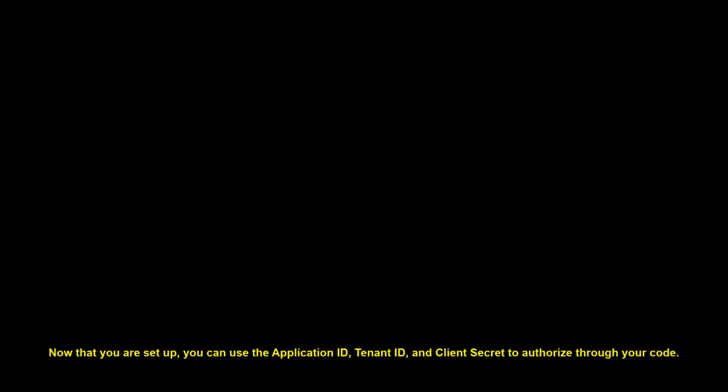Now that you are set up, you can use the application ID, tenant ID, and client secret to authorize through your code. Start implementing the authorization flow using OAuth 2.0. You can utilize libraries like MSAL for easier integration. Once integrated, your application will be able to access OneDrive using Microsoft Graph.